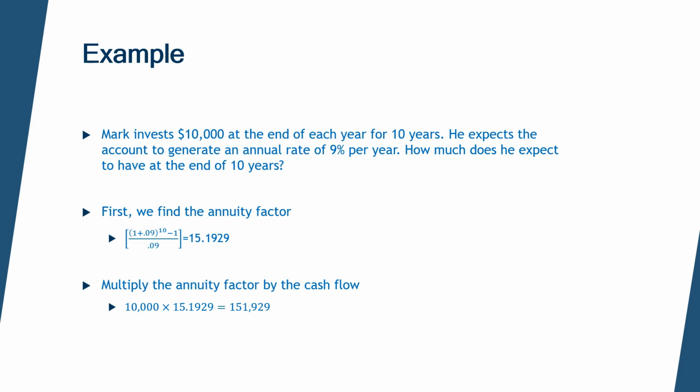So regardless of what the cash flows are, anytime we have an annuity and those cash flows occur at the end for a finite period, we can use this formula and come up with our answer relatively quickly.